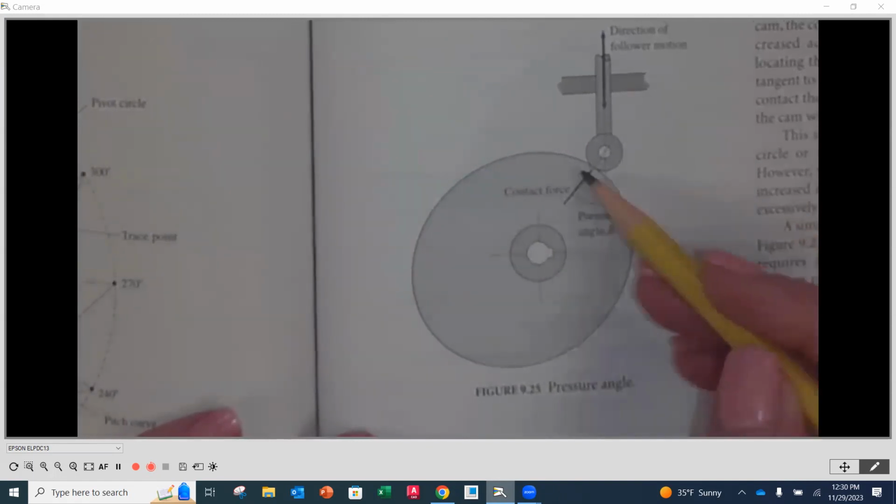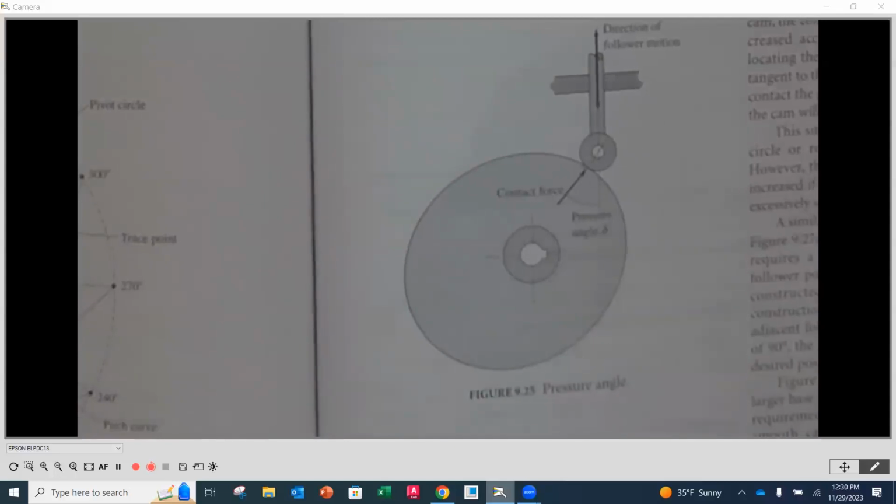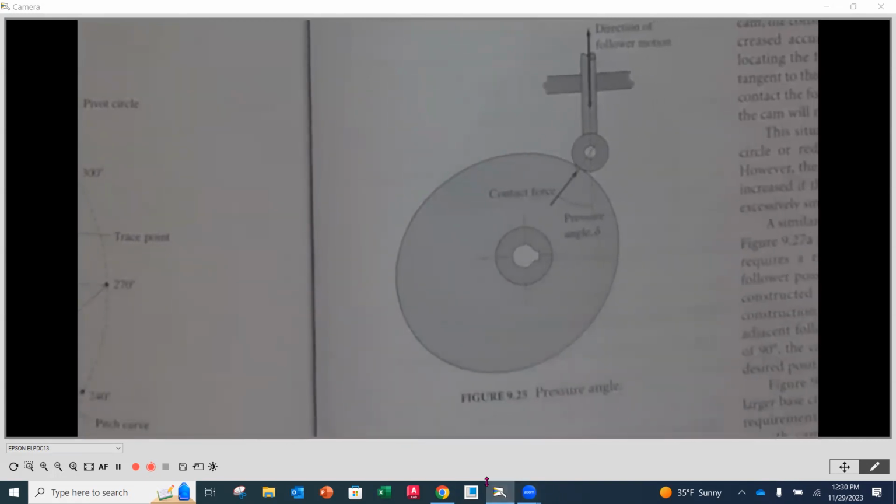So just be aware that pressure angle is something that when we're dealing with cams, we want to make sure that we pay attention to that. Okay.